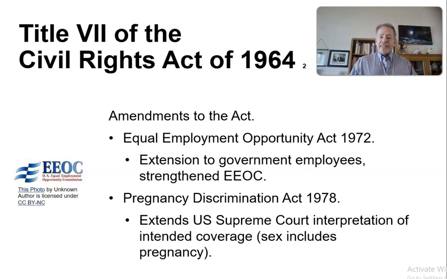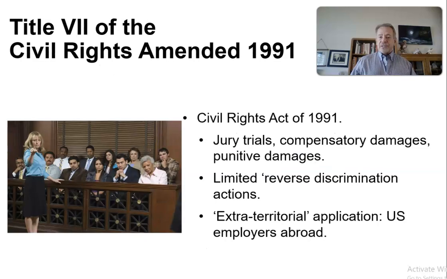We also added the Pregnancy Discrimination Act. It really set down an interpretation of intended coverage, extended into sex, but sex also included pregnancy in the process. So you have those things added to it as well. And then in 1991, instead of just a government agency being the censor, the courts could become that too. They added the ability of people to sue over civil rights violations, and they also added the aspect of reverse discrimination actions as well.